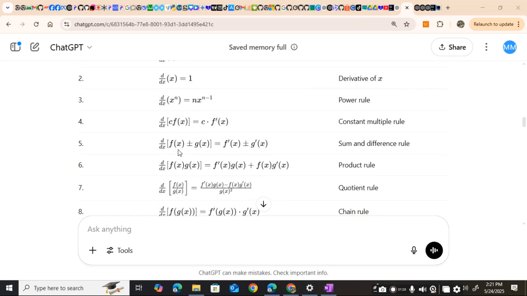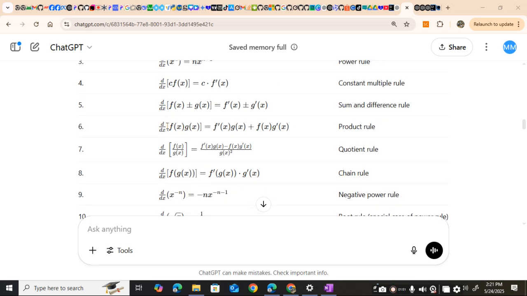Here, this is a sum where we add or subtract a function g of x from f of x, and it turns out that all we need to do is take the derivative of the functions f of x and g of x. So we have f prime of x plus or minus g prime of x.